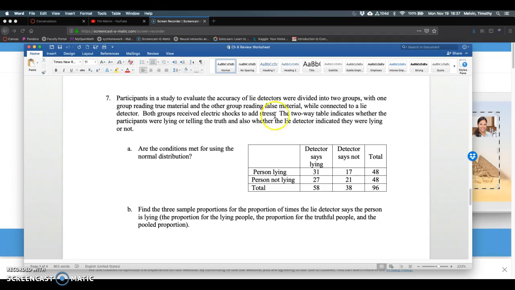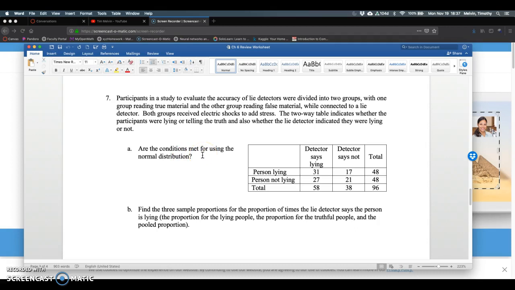Very fun. All right, this two-way table below indicates whether the participants were lying or telling the truth. So that'd be these two rows. And whether the lie detector indicated that they were lying or not. That would be these two columns. All right, so are the conditions met for using the normal distribution?